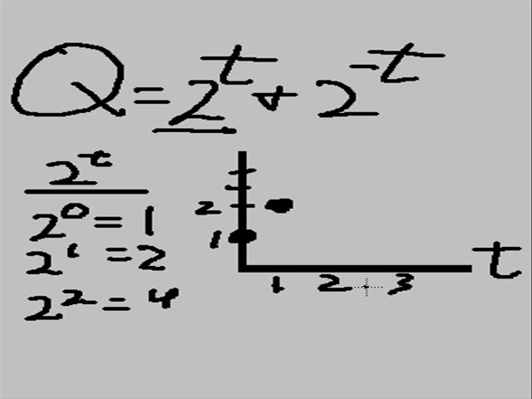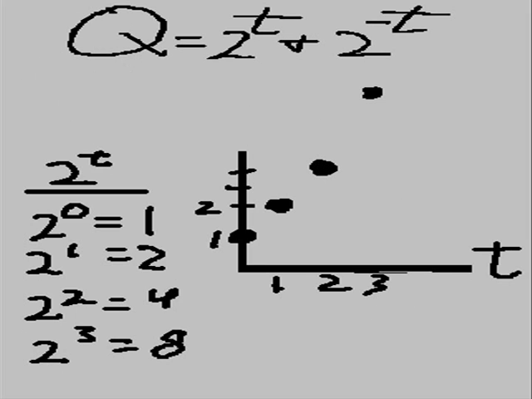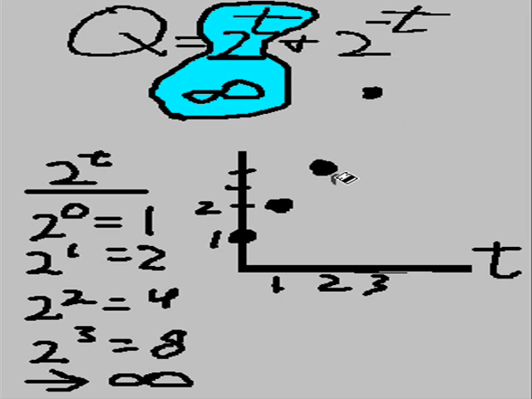2 to the 2 power is equal to 4. 2 to the third power equals 8. And you can see that 2 to the 1,000,000th power and billionth power, it's going towards infinity here. So this part is humongous. It's going to infinity.